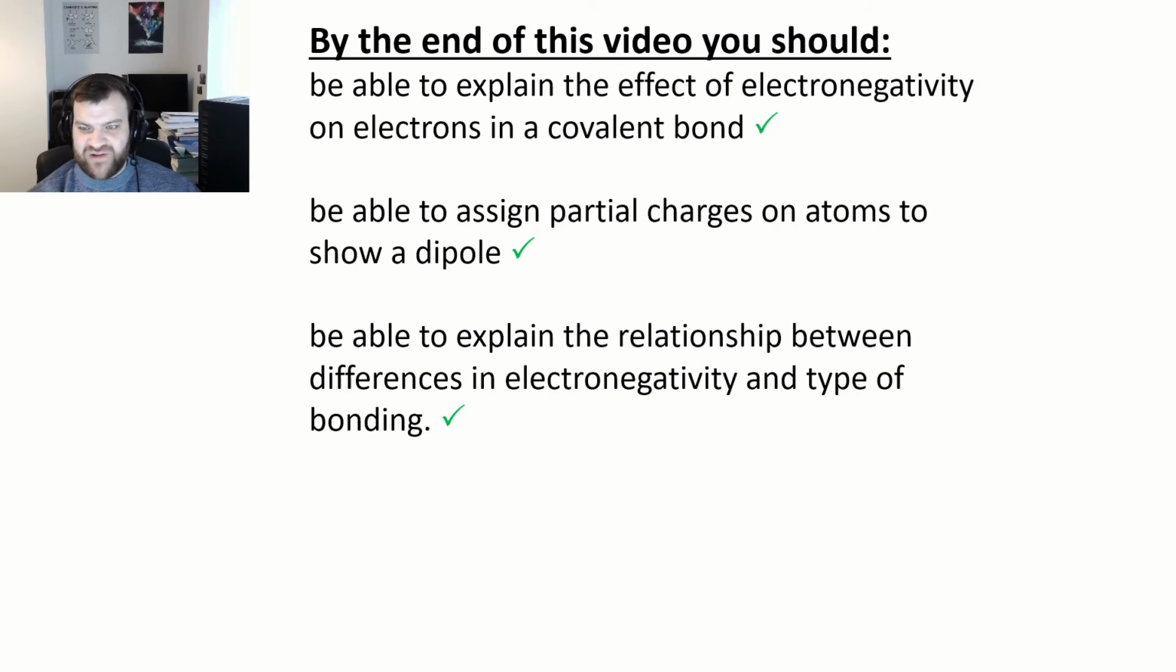Hopefully by the end of this video, you'll be able to explain the effect of electronegativity on the electrons in a bond, being able to draw in dipoles showing the charges on atoms in a bond, and also being able to explain the relationship between the differences in electronegativity and the type of bonding, be that non-polar, polar, or ionic.